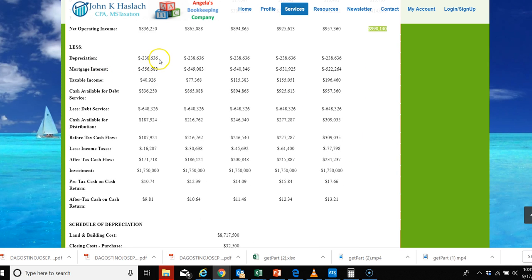These are our expenses. Depreciation, like I mentioned, is based upon the building depreciable allocation. The mortgage interest expense, which comes off the mortgage. Taxable income, $40,000. Cash available for debt service, $836,000. Debt service is $648,000.